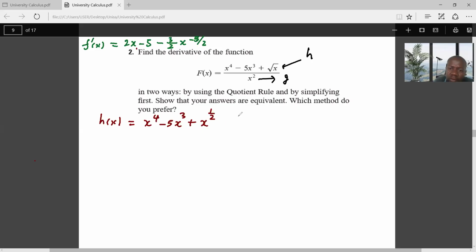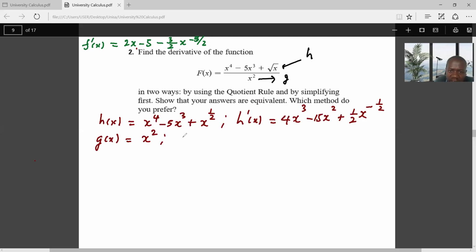Now, what is its derivative? Let's differentiate it. This will give us 4x cubed minus 15x squared. I believe you know how to differentiate. Then half x to the power half minus 1, which is just minus half. Now, what is g? The g is the denominator, it's x squared. What is its derivative? It is 2x.